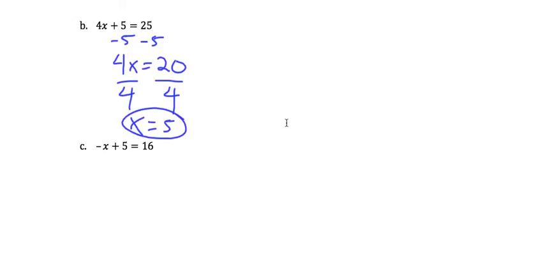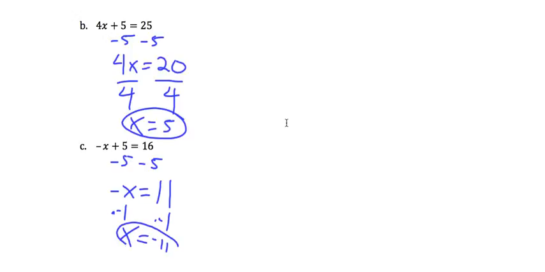This one I threw in here to be a little bit tricky. We subtract 5 from both sides, we get negative x equals 11. You might think, well, we kind of have x by itself, but it's actually negative x. To get rid of the negative sign, you can either multiply or divide by negative 1, because when we multiply the 2 negatives together, we'll get a positive. So we get x equals negative 11.